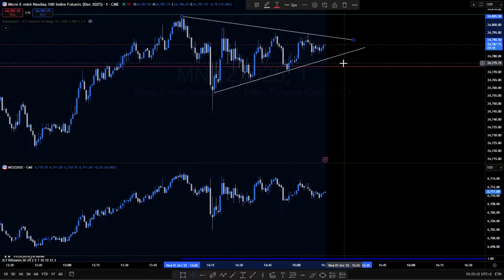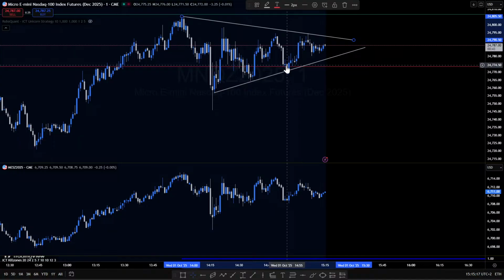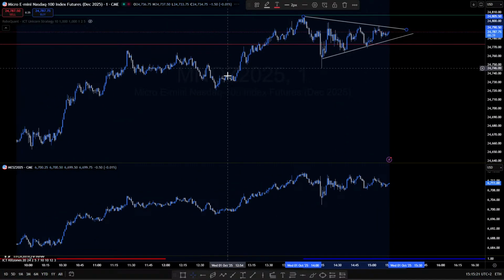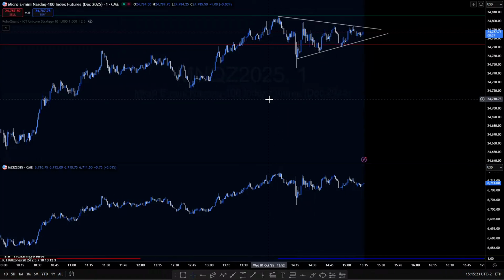Now it's kind of ranging around this 50% of the day, as we saw on 15 minutes.